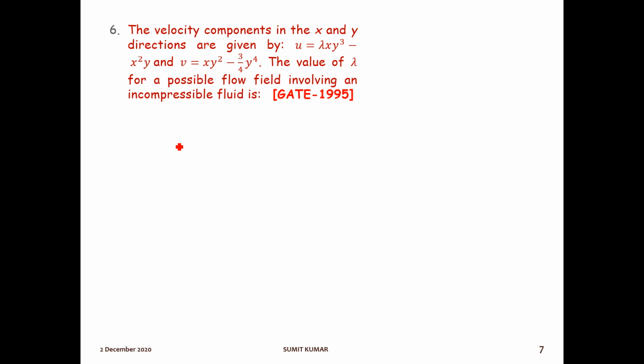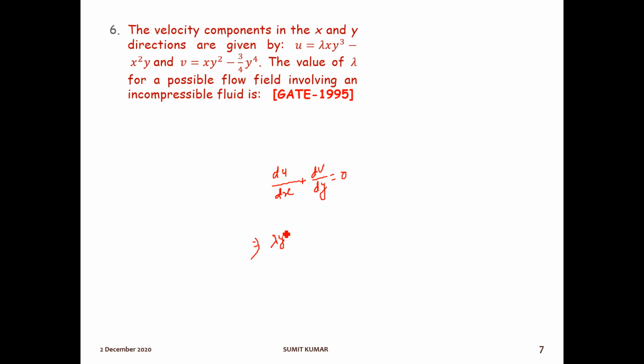Here the velocity components in the x and y directions are given. What will be the value of lambda for a possible flow field involving an incompressible fluid? For incompressible fluid, we already discussed the equation of continuity: ∂u/∂x plus ∂v/∂y is equal to 0 for two-dimensional flow. Here it is asking about two-dimensional flow. So here u is this. So ∂u/∂x is what? Here you can see ∂u/∂x is lambda y cube.